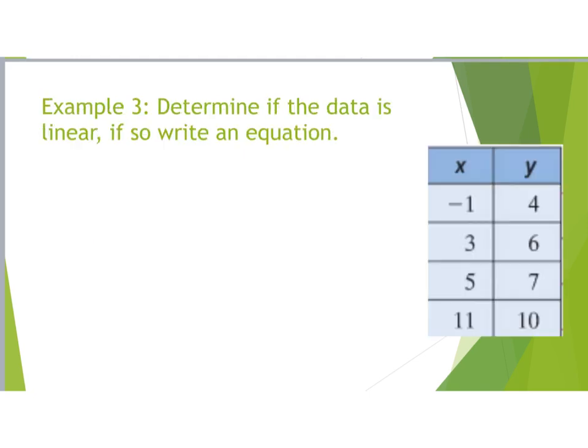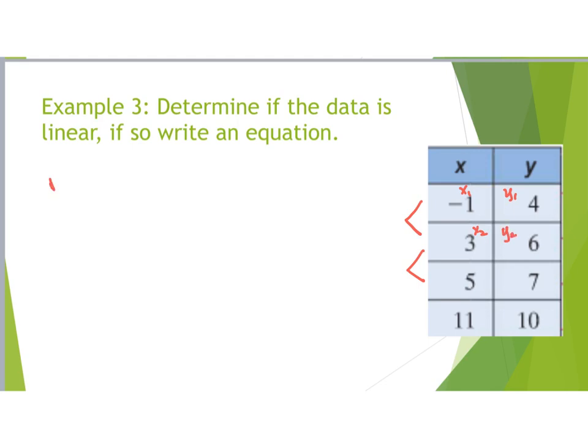Example 3 says, determine if the data is linear. If so, write an equation. So what I'm going to do is use these 2 points as my first set, and my second 2 points as my second set. And again, we're looking to see if we have the same slope between the 2 sets of points. Okay, so I'm going to call this my x1, this my y1. Therefore, this will be x2, and this is y2.